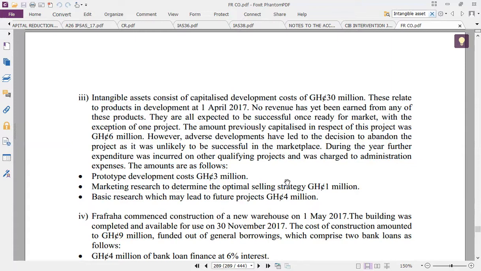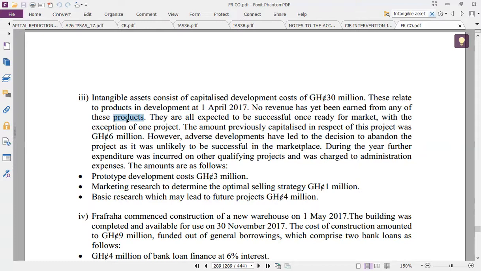So intangible assets consists of capitalized development cost of 30 million. They capitalized 30 million. This relates to products in development. They are still developing the product. At April 1st, 2017, no revenue has yet been earned from any of these products. That means we are yet to produce them, right? They are all expected to be successful once they are ready.